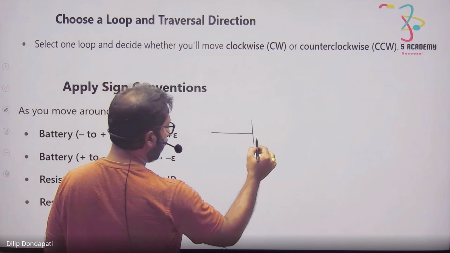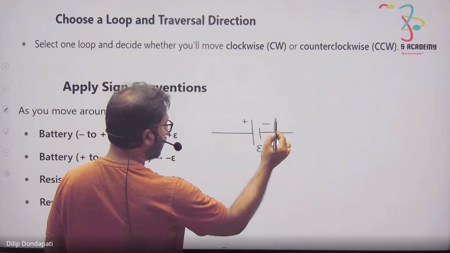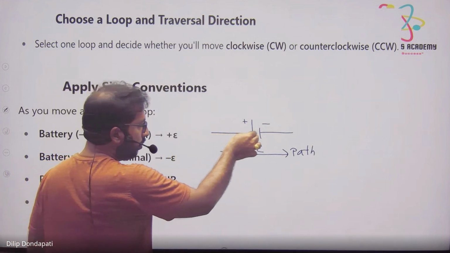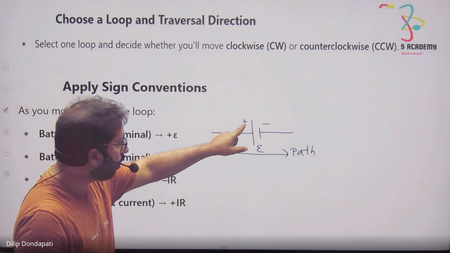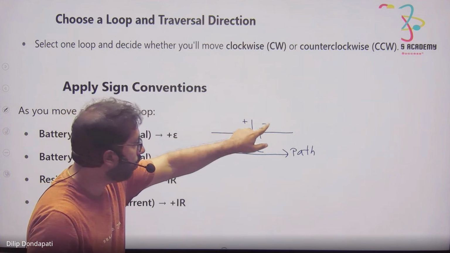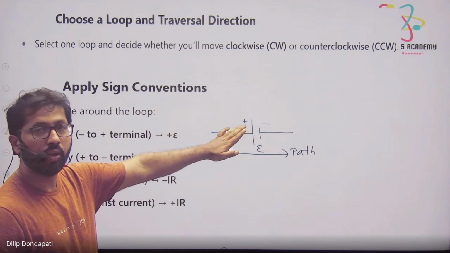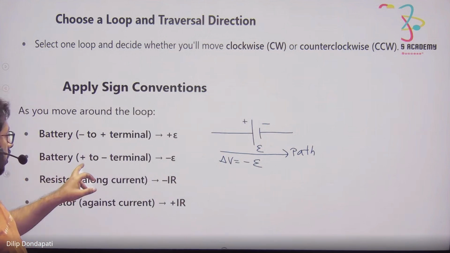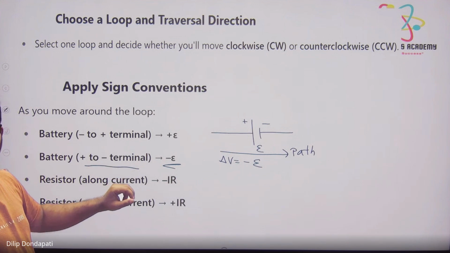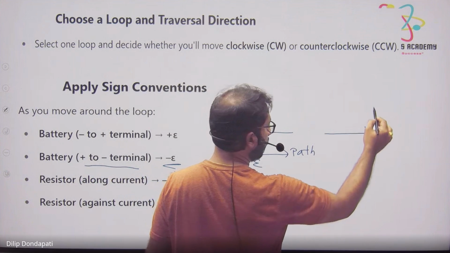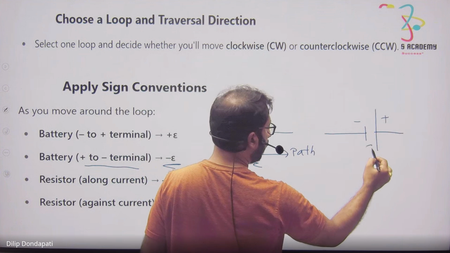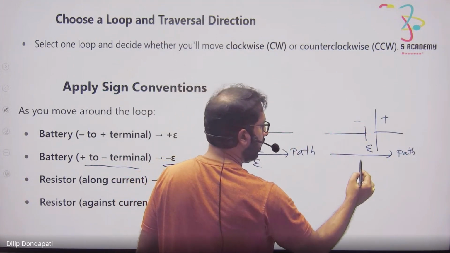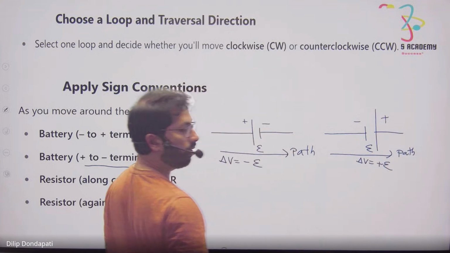Suppose a battery, a cell is there, with EMF E, plus and minus terminals. I am choosing a path. Path means you have to walk like this. Now see, when you are walking from higher to lower potential, what will the potential difference be? Minus E. Going from plus to minus, it will come out minus. If you are going from minus to plus, the path goes from lower to higher potential, so delta V is plus E, right?